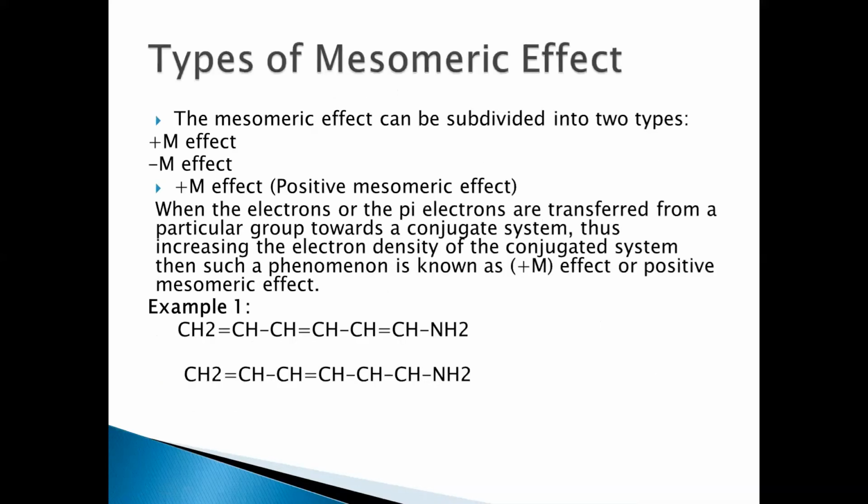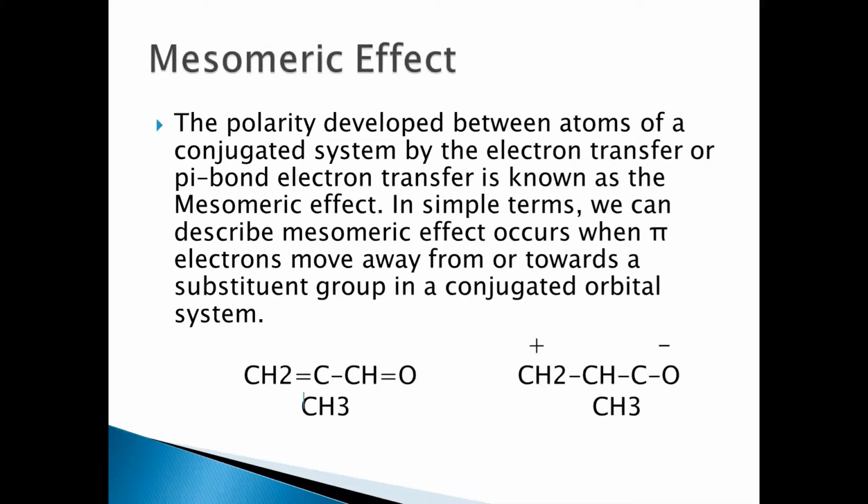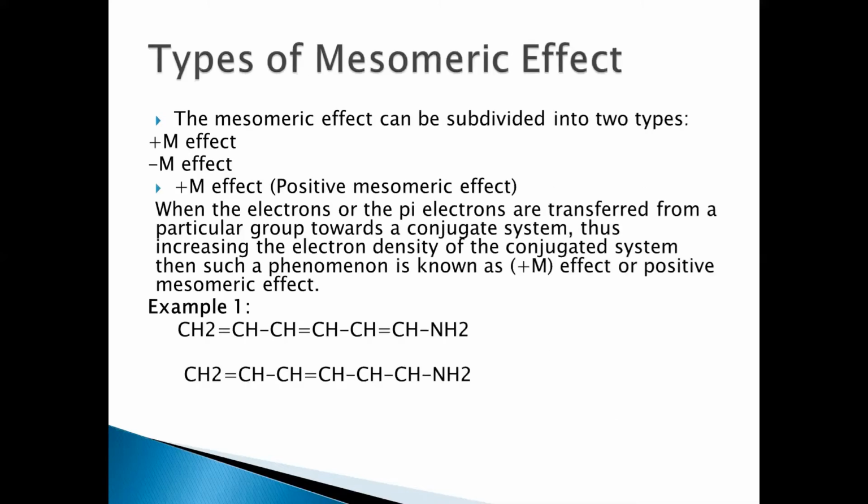So if I recall mesomeric effect, it is the permanent shift of electrons in a conjugate system between atoms of differing electronegativity. This is of two types, plus M and minus M effect. First, we are understanding plus M effect. In this effect, the group which is attached to the conjugate system should have a pair of electrons, pi electrons or a negative charge, so that electrons are transferred to the conjugate system. As a result, what happens?